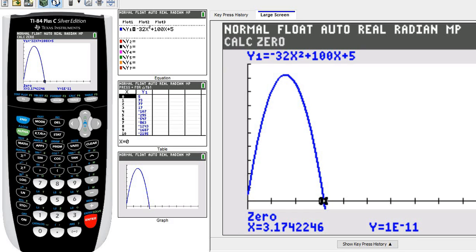So that's how you can use a graphing calculator. This is a TI-84, but that's how you can use a graphing calculator to solve word problems with parabolas. Hopefully that makes sense.